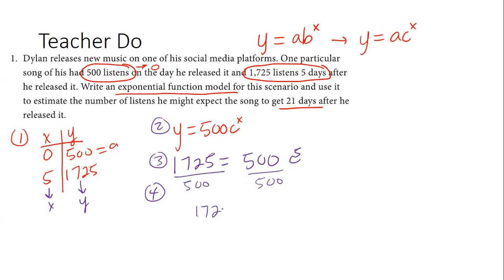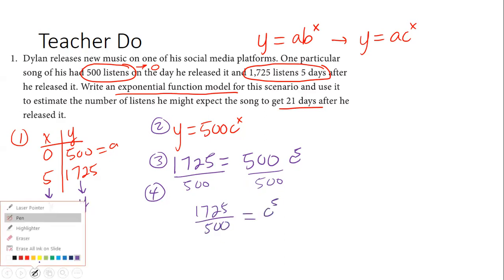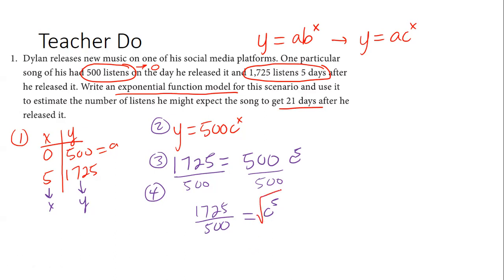And we're going to leave it as a fraction. 1,725 divided by 500 equals c to the 5th. Now, is my c by itself yet? No. How do you get rid of a power? So if it was a 2, we would take the square root, right? But is this a 2? No. So we're actually taking the 5th root. Whatever the power is, that's the root you're taking. So we're taking the 5th root. Does that make sense?